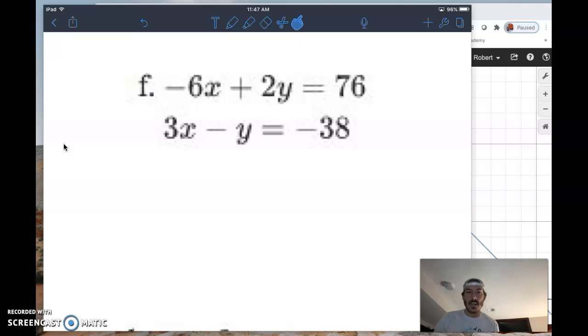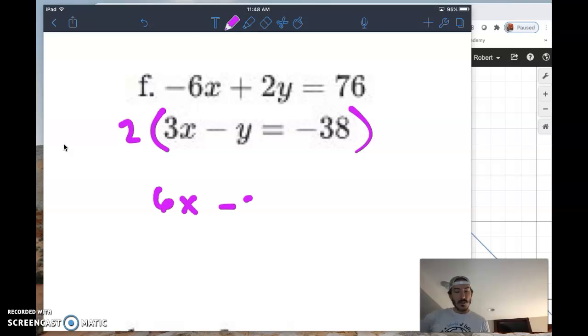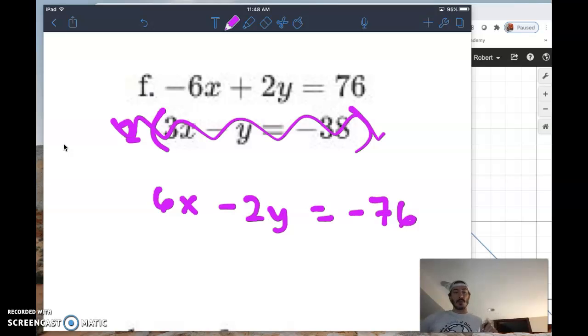But again, I don't have opposites. So what I could do, and this might actually be an interesting one for you to try, is multiply the top or bottom equation by something to give myself an opposite. I predict that if I multiply this bottom one by 2 and rewrite it, I'm going to have 6x minus 2y equals negative, oh man, I think that's going to be -76. Okay? But then if I get rid of this, what's going to happen when I go to eliminate? Check that out. See if you can come up with that. Because something interesting might happen, a good reminder.